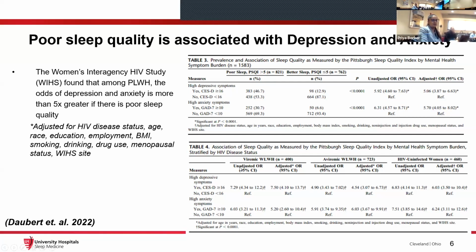Viremia also played a significant role. And so women who were viremic had higher incidence of depression and anxiety compared to people who were well controlled. However, these rates seem more similar amongst the women.